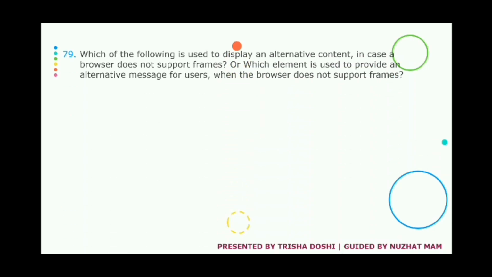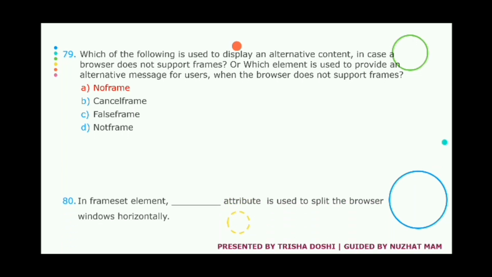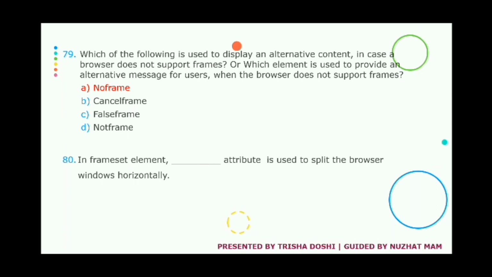Question 79. Which of the following is used to display an alternative content in case a browser does not support frames? Or which element is used to provide an alternative message for users when the browser does not support frames? A. No frame, B. Cancel frame, C. False frame, D. Not frame. The correct answer is A. No frame. Question 80. In frameset element, dash attribute is used to split the browser windows horizontally. A. Row, B. Call, C. Rows, D. Calls. The correct answer is C. Rows.